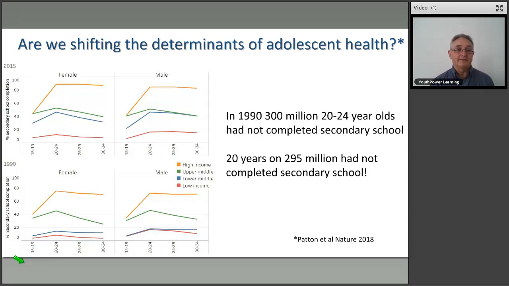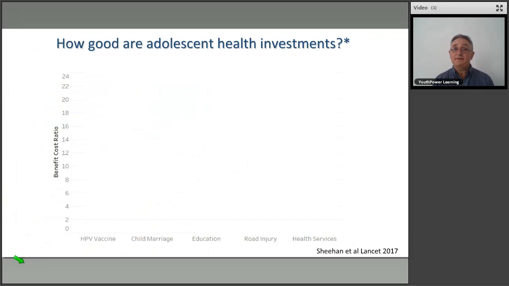So do we have good investments? Is the third question. This work looks at an indicator called a benefit-cost ratio for 5 different interventions where we've got good evidence that they work. So these are actions to prevent child marriage, promote education, prevent road traffic injury, provide health services, and one specific one, which is the provision of HPV vaccination to girls.